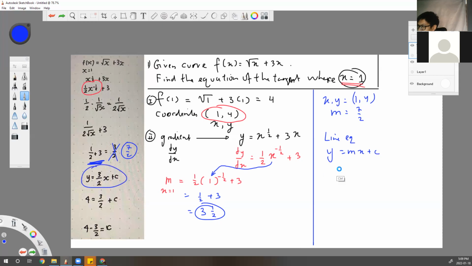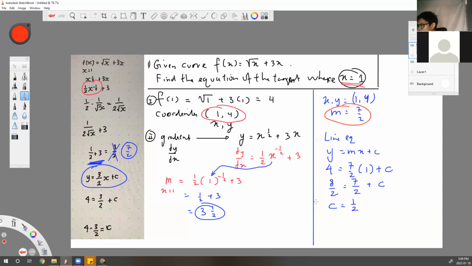So y is 4, right? Just put it here. y equals 4 equals m times x plus c, right? The x is 1. So 4 is 8 over 2. I think we just make it into a total fraction plus c. We get the c now, 1 over 2, right? We have the m, we have the c.